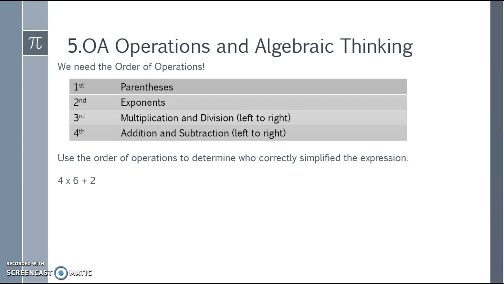So use the order of operations to determine who correctly simplified the expression from the previous slide. We need to do multiplication before addition. 4 times 6 is 24. Adding 2 gives us 26.